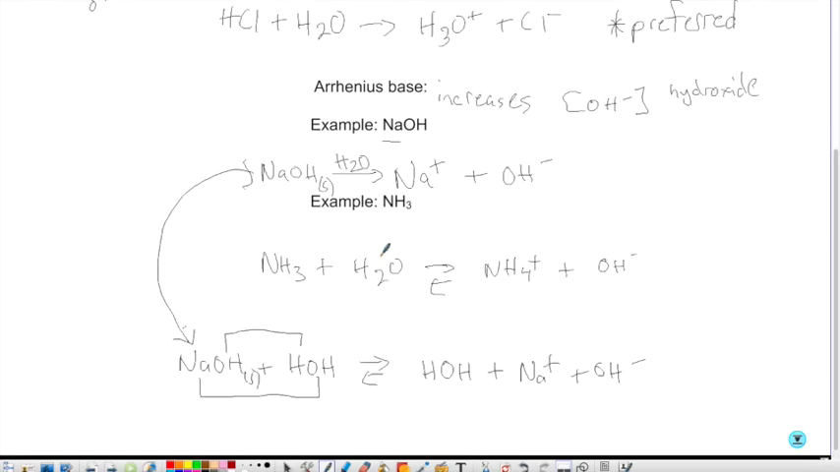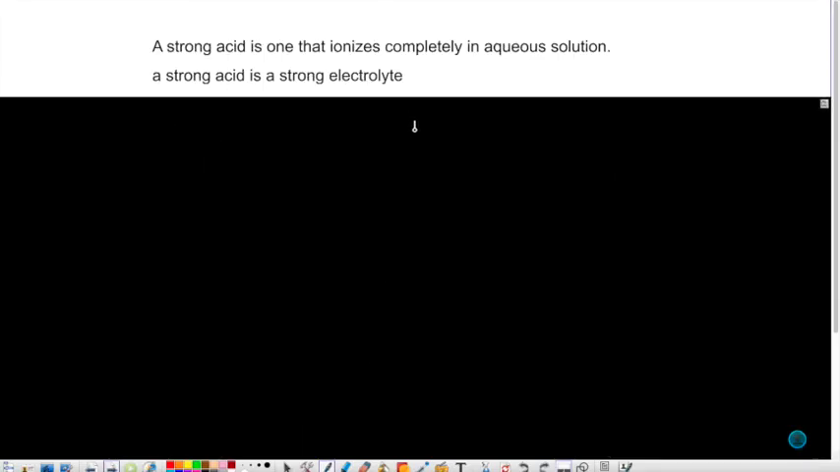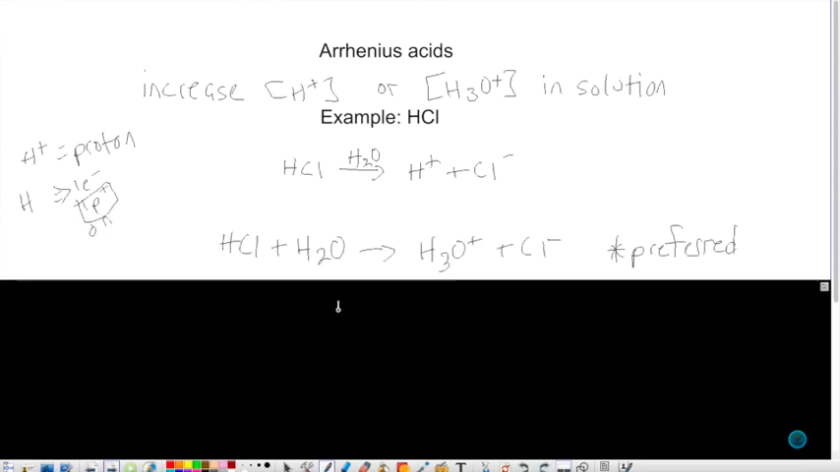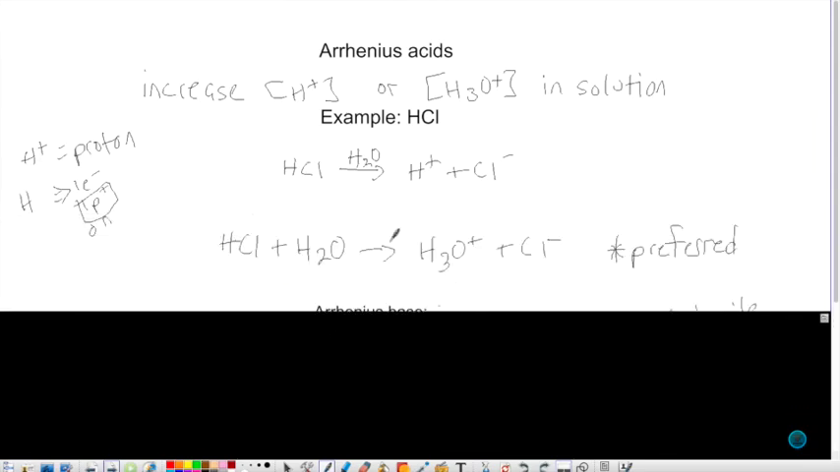All right. Now the next thing that we want to talk about is strong acids and strong bases. So a strong acid is one that ionizes completely in aqueous solution. Okay? So if we go back and we look at HCl, HCl forms these ions. By the way, this is a dissociation reaction, and this is an ionization reaction.